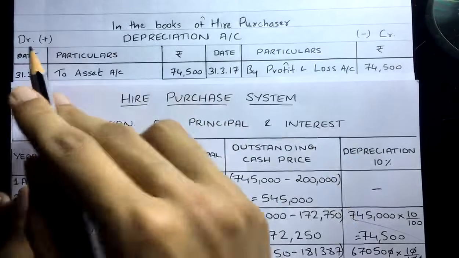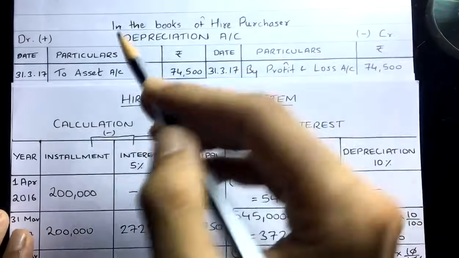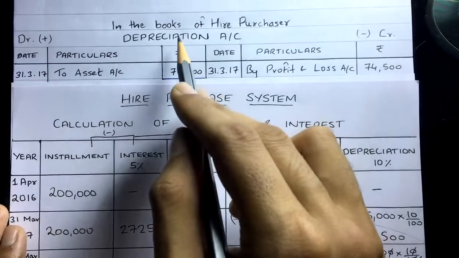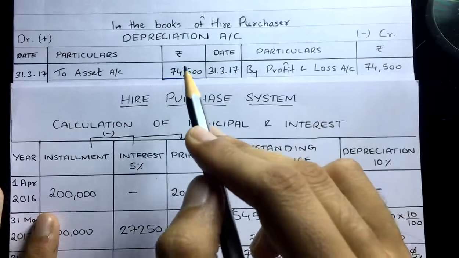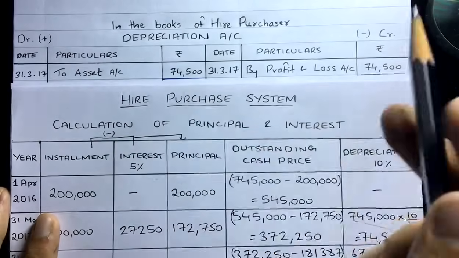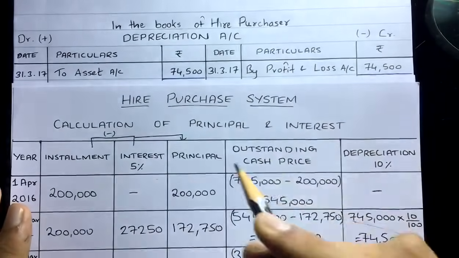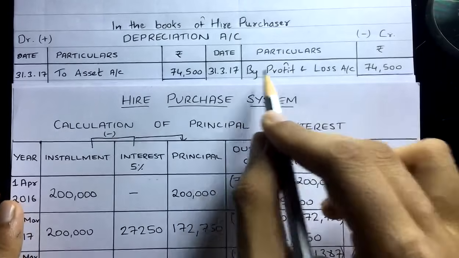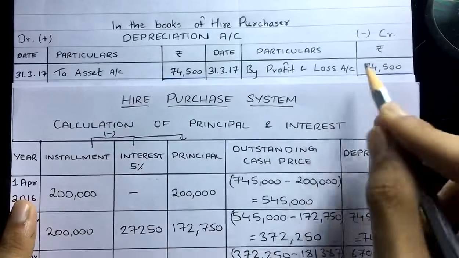See, this is how you have to make the posting. Depreciation account debit because depreciation is increasing, loss is increasing, and then the asset is decreasing. So to asset account, because of the asset, depreciation is increasing. So to asset account 74,500, and then transfer this balance to the profit and loss account because this is a nominal account, same as the interest account. So at the end of the year, the balance would be transferred to the profit and loss account. By profit and loss, 74,500. So you have to repeat this every year.